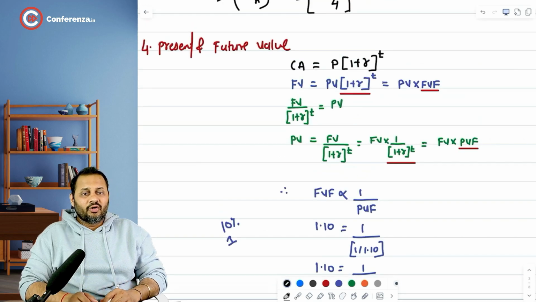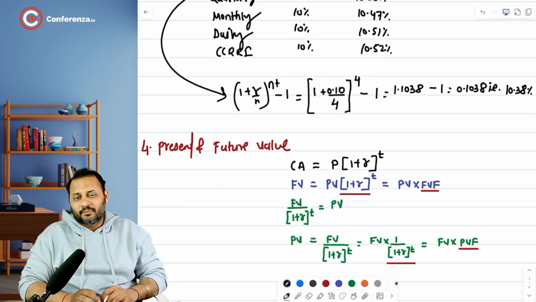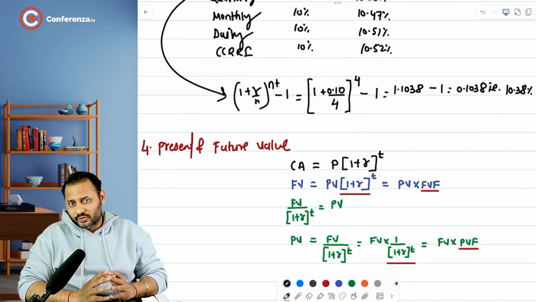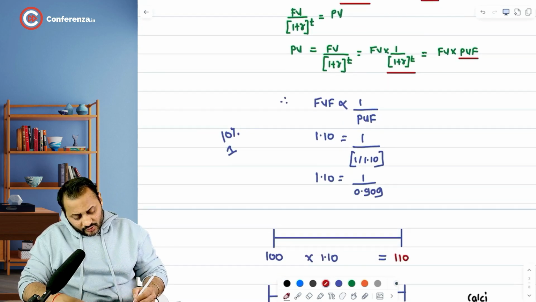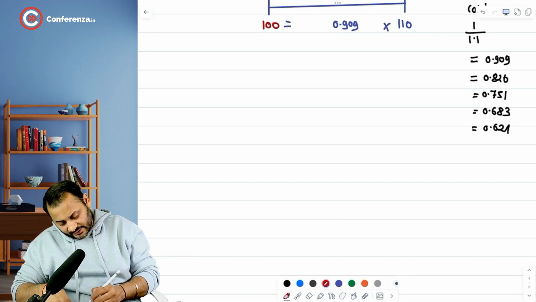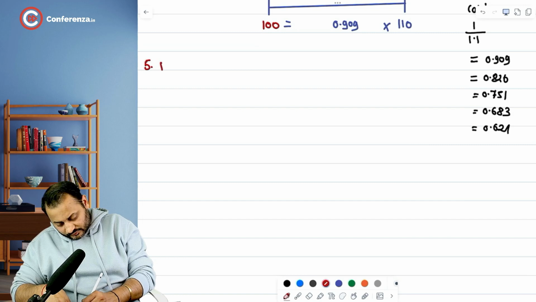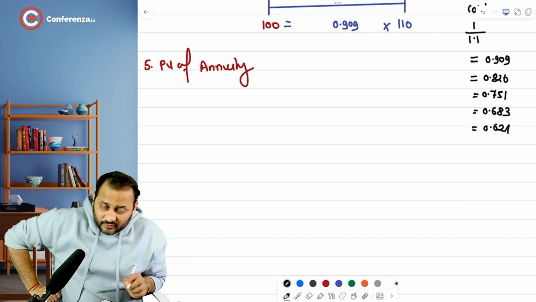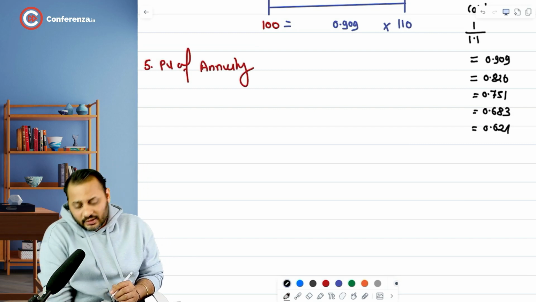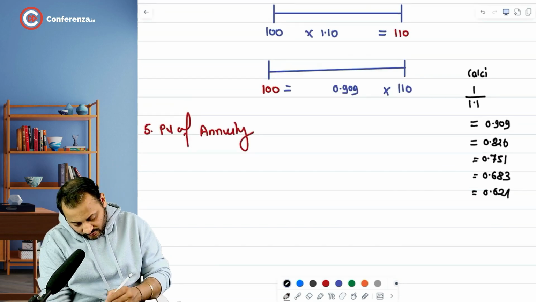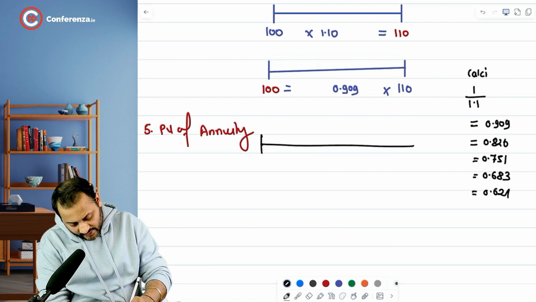Now, this is what the future value and the present value are all about. I hope you have understood a lot of things in that. Now, let's move on to the second last concept, that is the present value of an annuity. Because you have already learned the concept of present value, now we will calculate the present value of figures for 5 years.